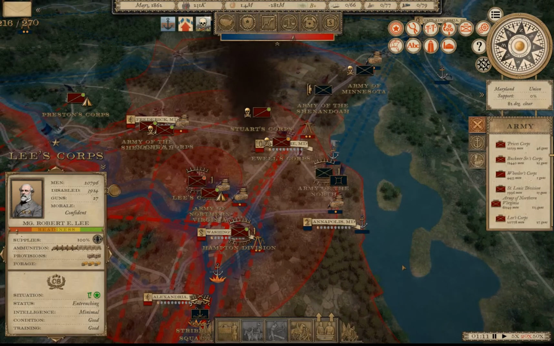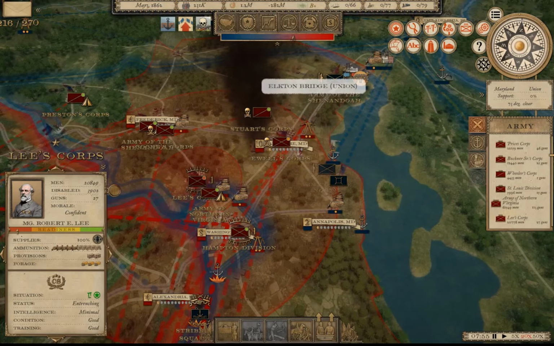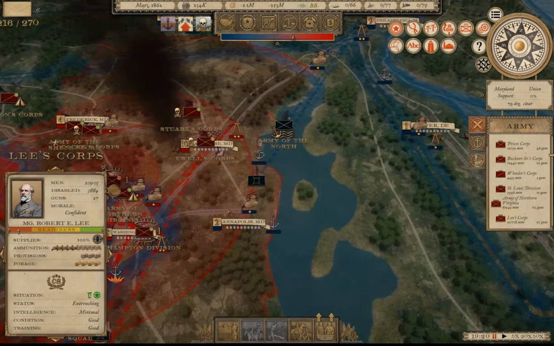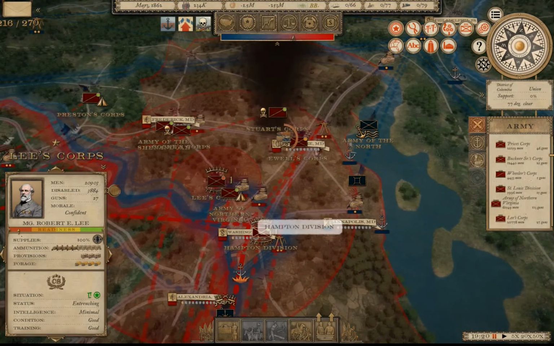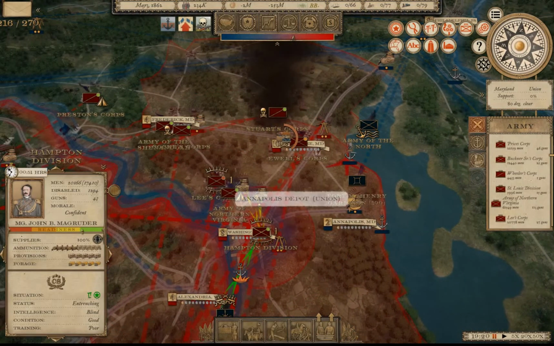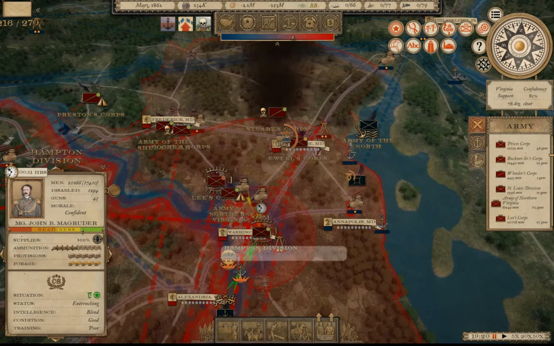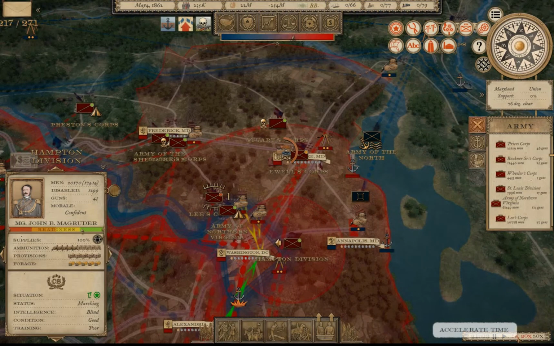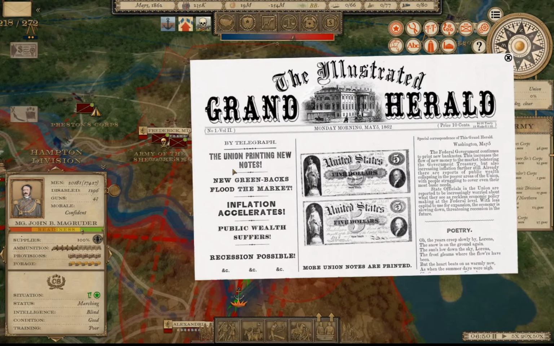Alright. May 2nd to the 3rd, Army of Shenandoah and Minnesota retreat back north in Maryland. It looks like they are conceding Annapolis, so Magruder is ready. So Magruder is going to enter Annapolis. So Magruder is on the move. It's May the 4th. Some news: Union printing new notes, new greenbacks, flood the market, inflation accelerates, public wealth suffers.